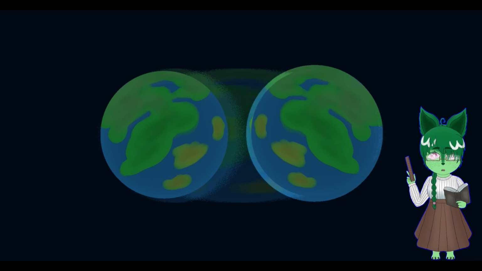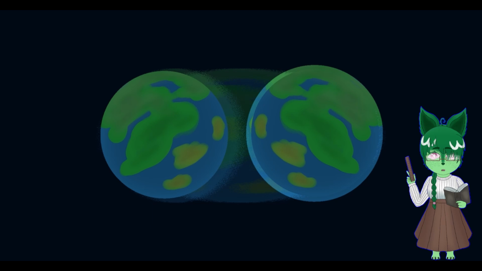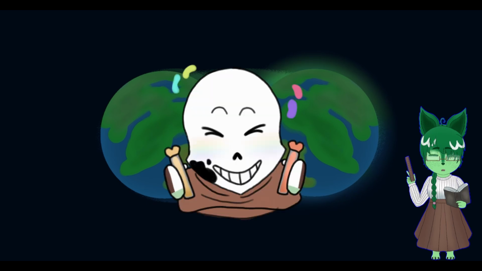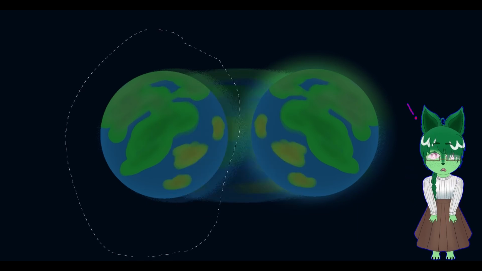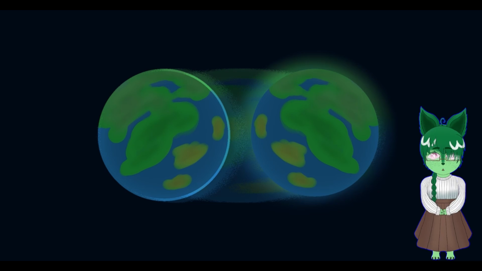pocket dimensions. They are isolated spaces created by powerful beings, creators, or those with a strong will. One of the most famous pocket dimensions is the doodle sphere created by Ink, and the Omega timeline founded by Core Frisk. Also, just a quick reminder, this is how I imagine alternate universes and the spaces between them and the worlds I create. Now let's keep going.